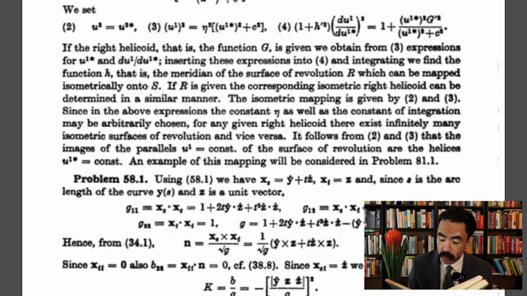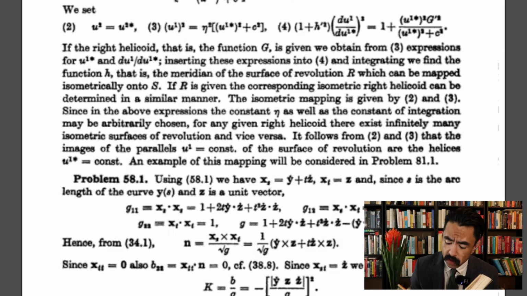If the right helicoid, that is the function G, is given, we obtain from expression 3 expressions for u1 star and du1 over du1 star. Inserting these expressions into expression 4 and integrating, we find the function h, that is the meridian of the surface of revolution R, which can be mapped isometrically onto S. If R is given, the corresponding isometric right helicoid can be determined in a similar manner. The isometric mapping is given by expressions 2 and 3.